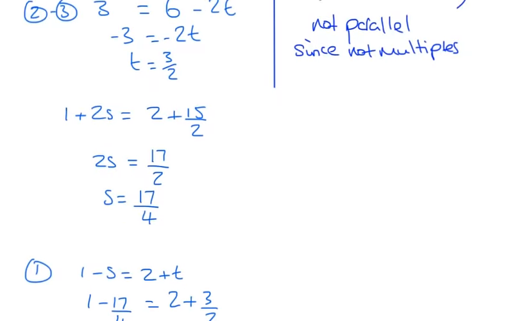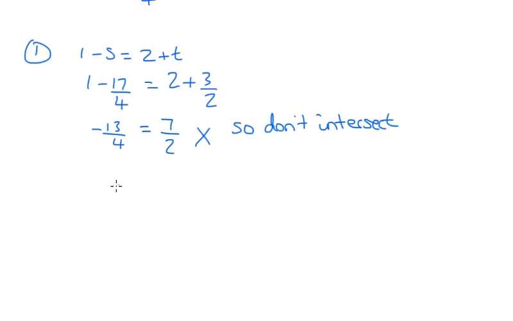So we've got that they don't intersect, we've got that they're not parallel, and so therefore the lines are skew.